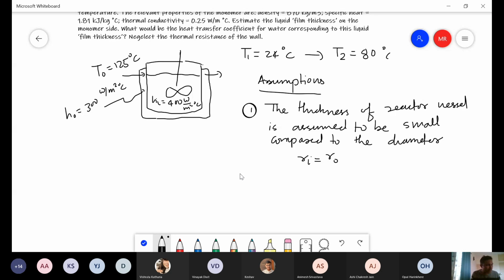Then the second assumption is which we can.